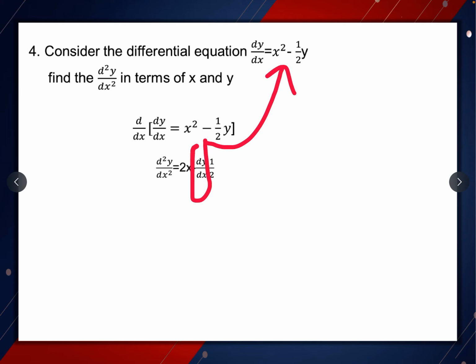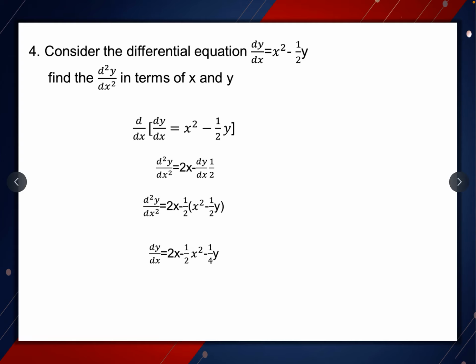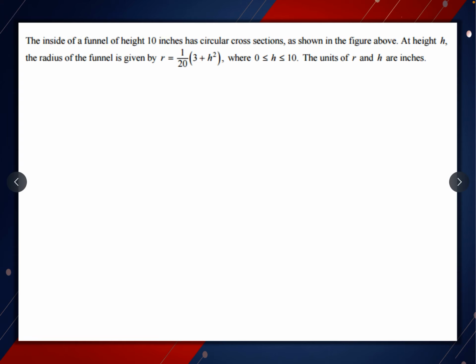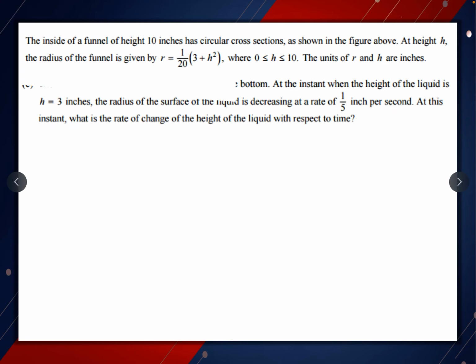And pay attention, because the original question gives us the value of dy/dx. So here, we need to put the (x squared minus 1) over 2y here. So the second derivative will become 2x minus 1 over 2 times (x squared minus 1 over 2y). Simplify it, we can get the final answer.